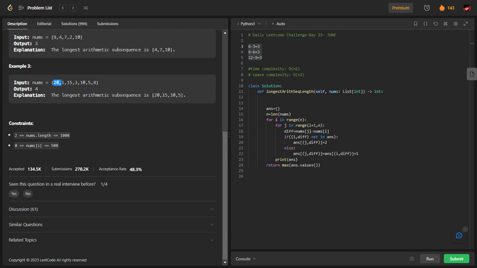For example, see here, 20. I'm subtracting 5, here I'm getting 15. I'm subtracting another 5, I'm getting 10. I'm subtracting another 5, I'm going to get 5. So the length of the longest subsequence is basically consisting of these elements. So it's basically 4. That's what it is all about.